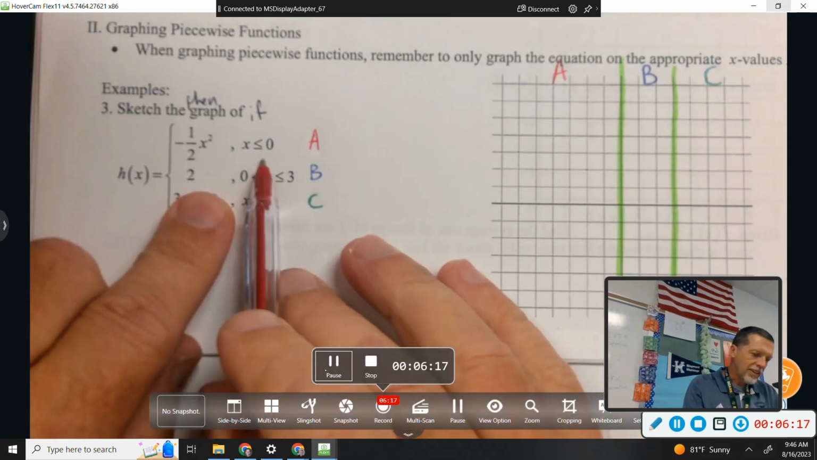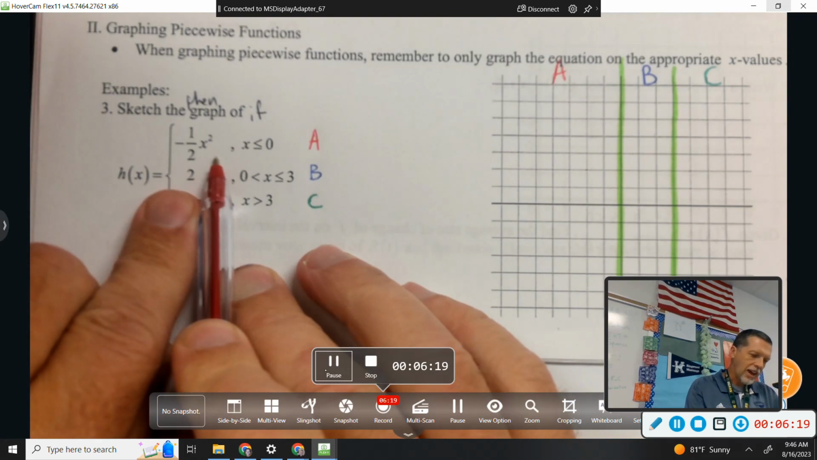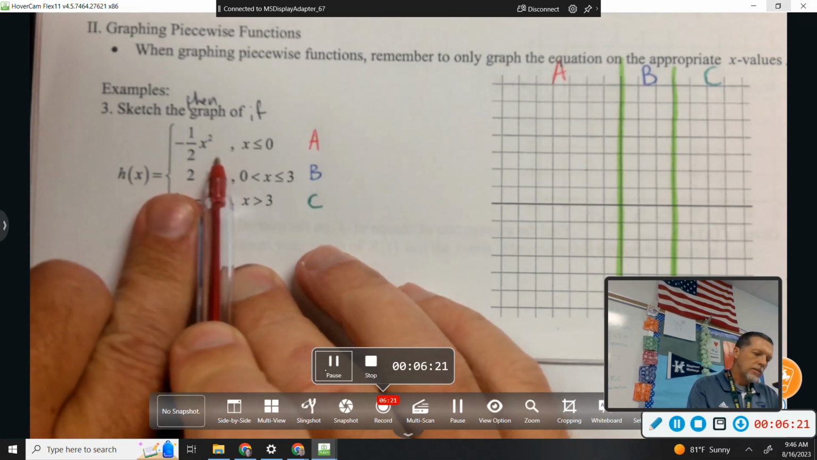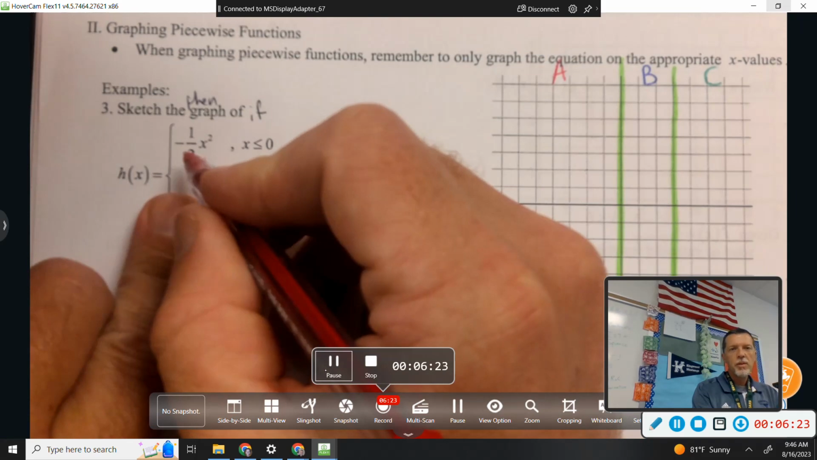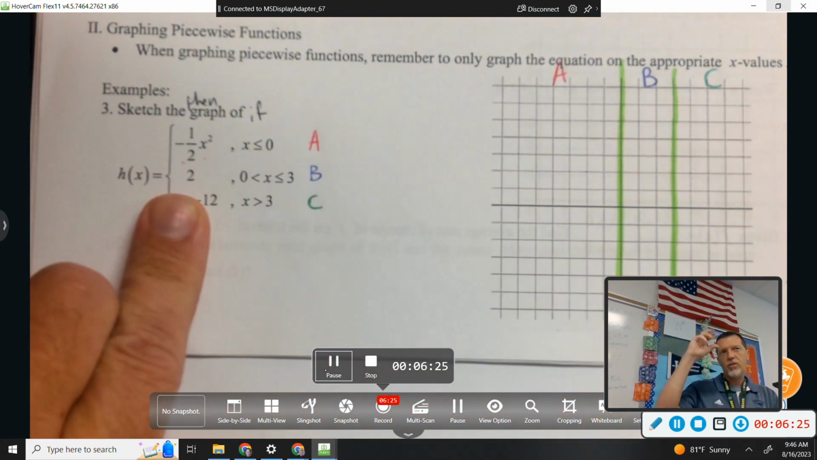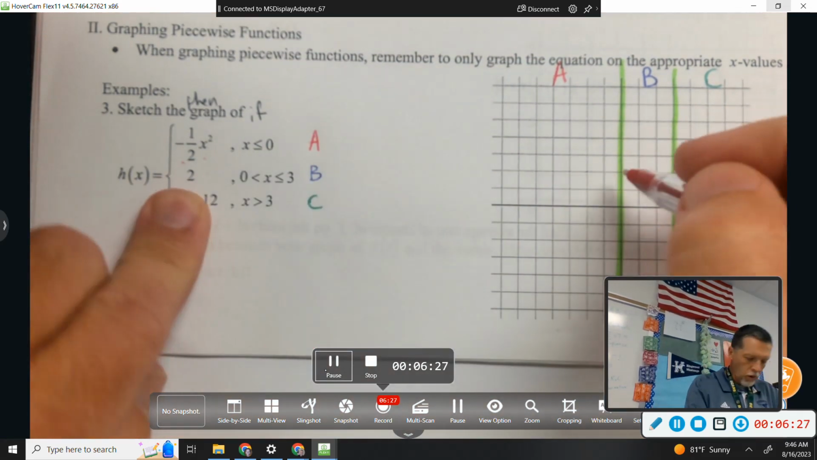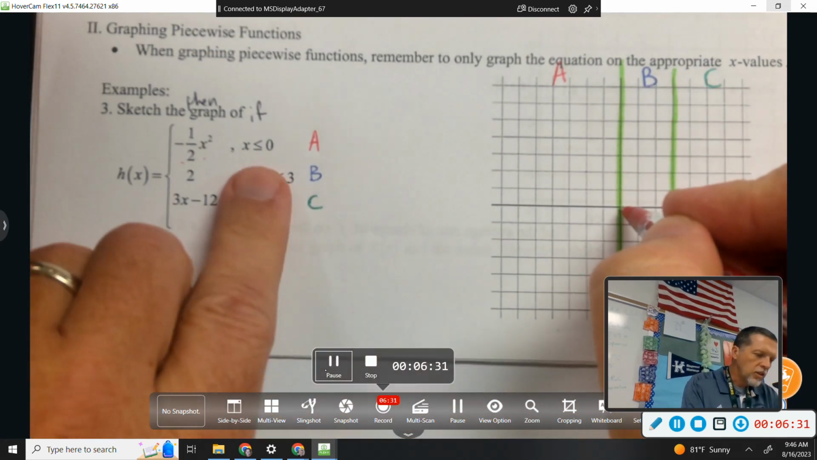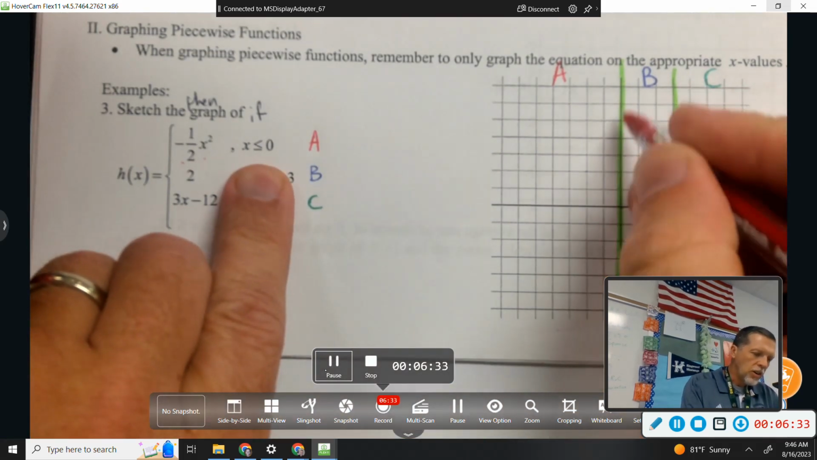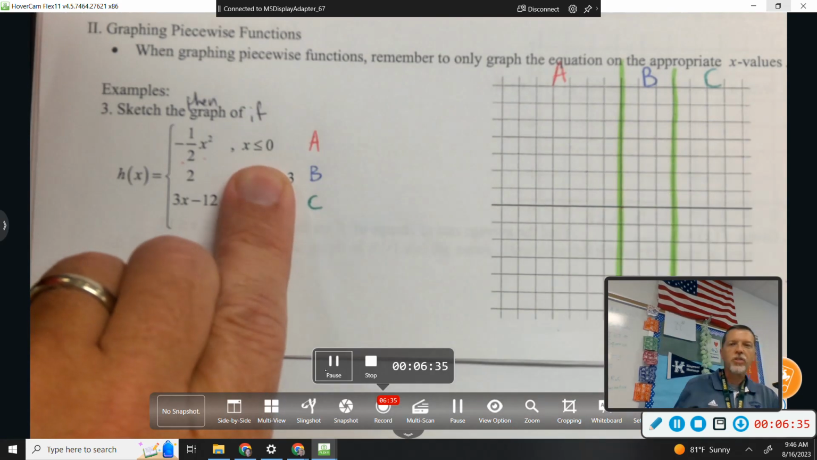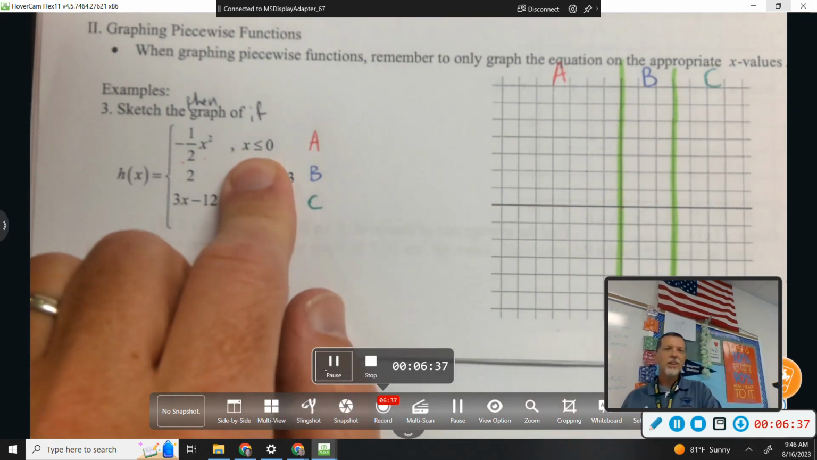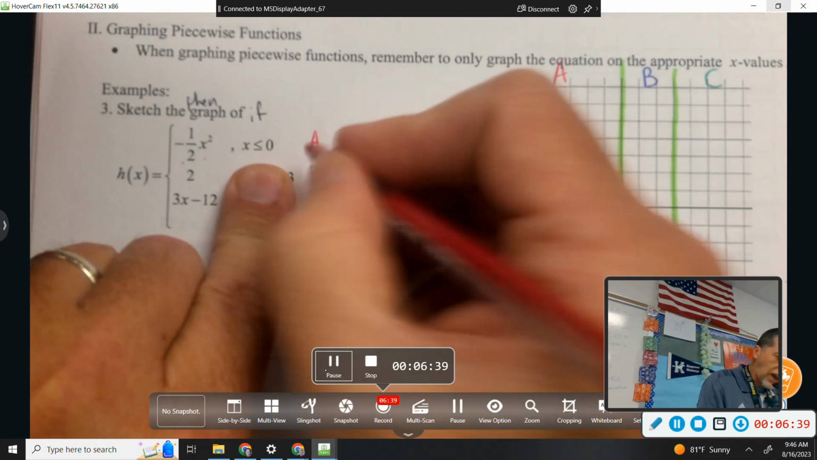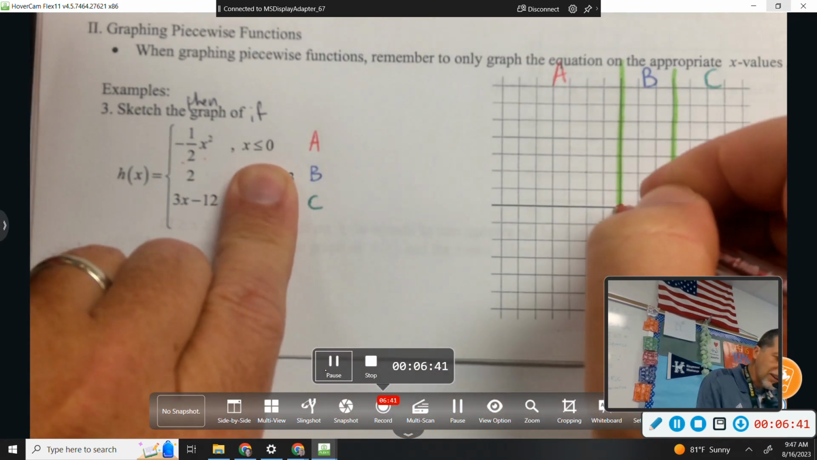Okay, so when x is less than 0, I'm going to graph negative 1/2 x squared. So, a parabola, but upside down and squished. Or you could just plot some points. 0, 0. 0 is on the wall. Open circle or closed circle? Do you remember this? Closed, because A sort of owns the wall. A gets to claim the wall here.